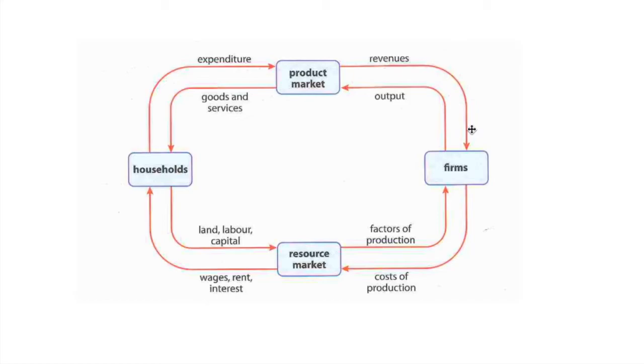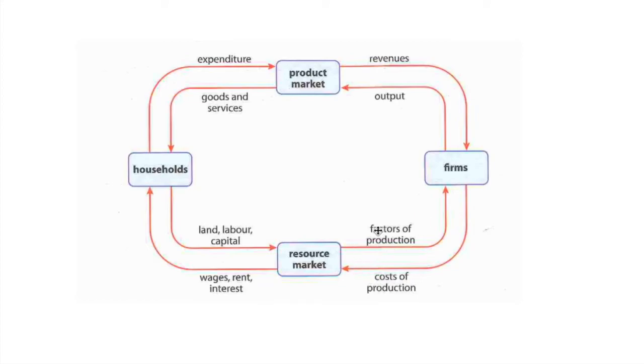Now that we've got the product market, let's focus on the resource market. The resource market is basically where resources are being traded. And resources in this case means things that are needed to produce certain goods and services that we see in the product market. Those are called factors of production, things that are needed to produce.